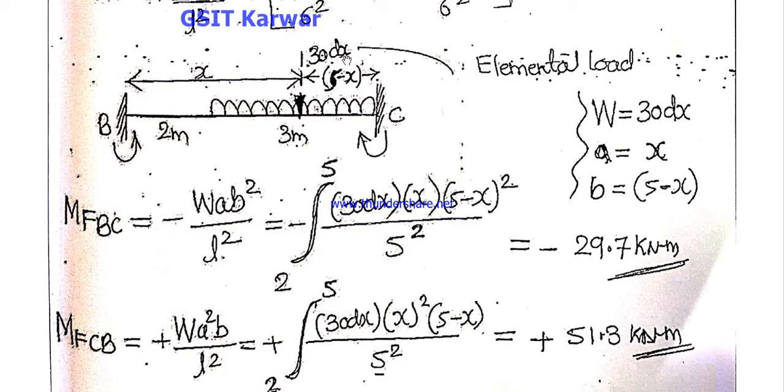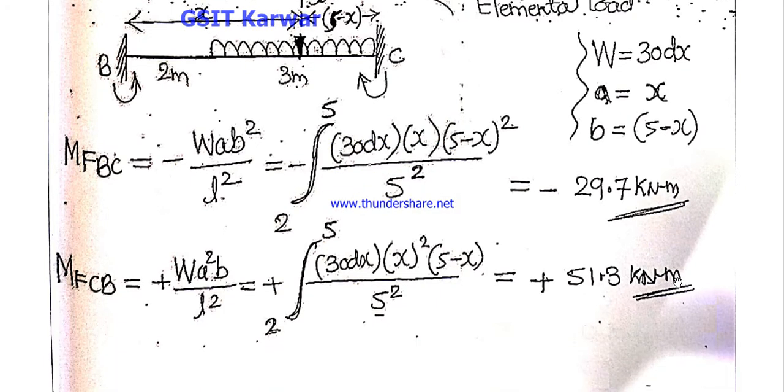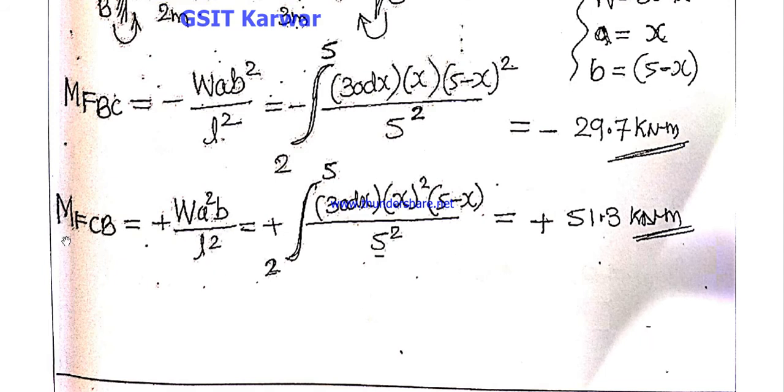That means W is 30 dx, A is x, and B is (5 minus x) whole square, divided by 5 square. That L is the total length of the span BC. You can calculate this by using a calculator, and directly you will get the answer. The answer you are getting is minus 29.7 kilonewton meter. Okay. Similarly, you can calculate the fixed end moment CB.